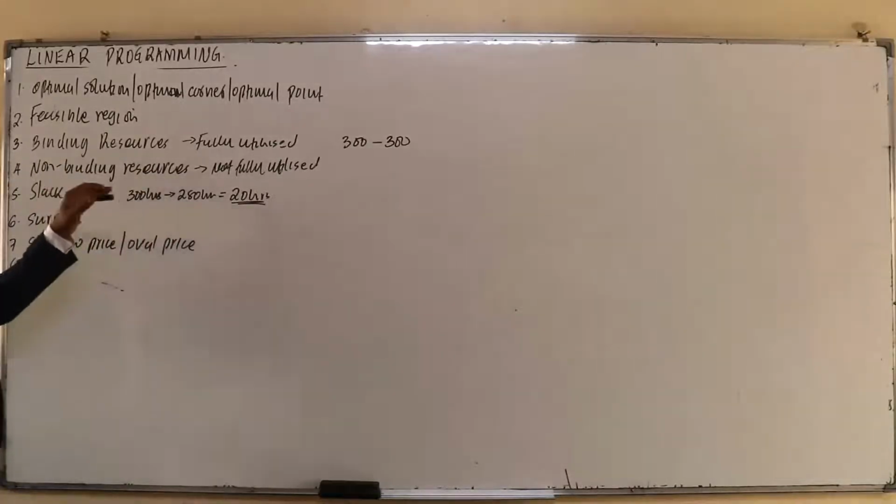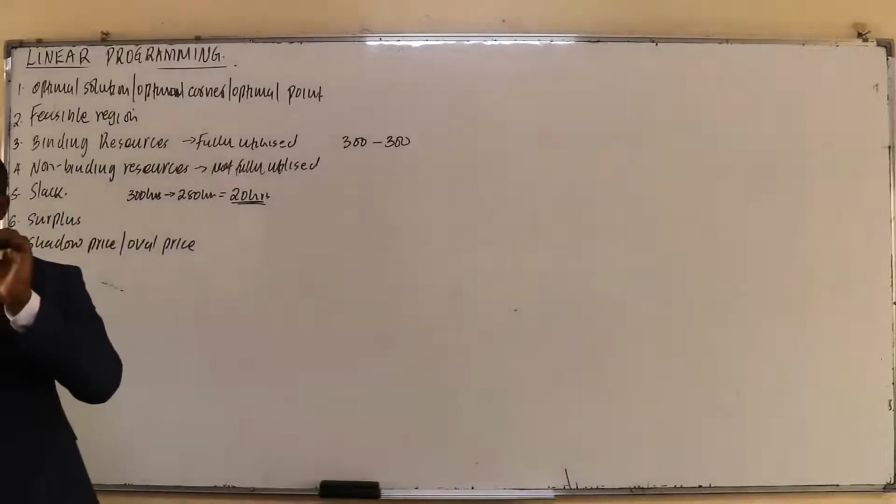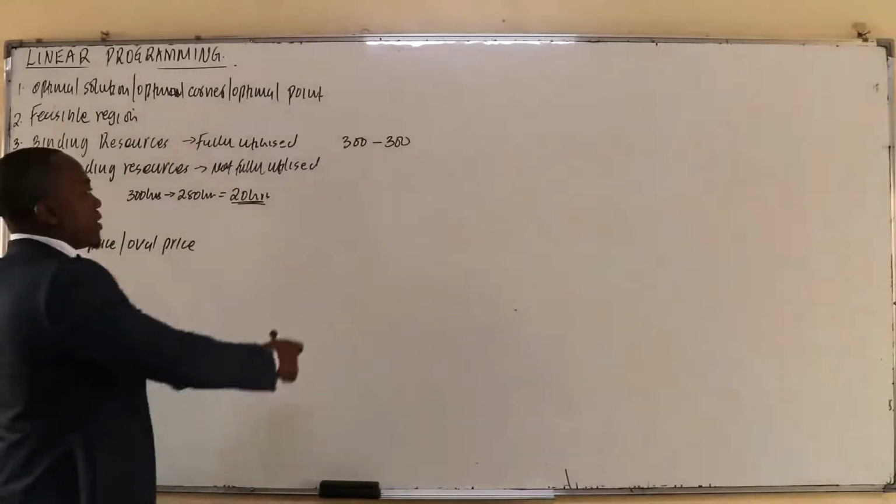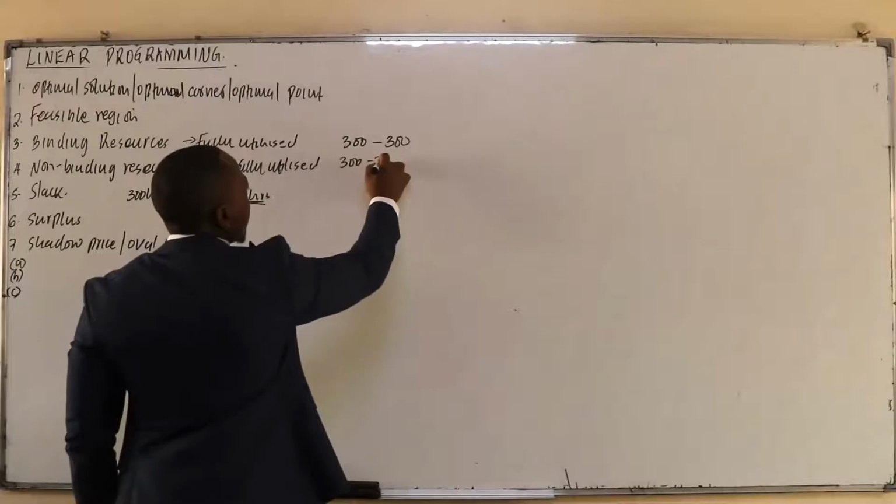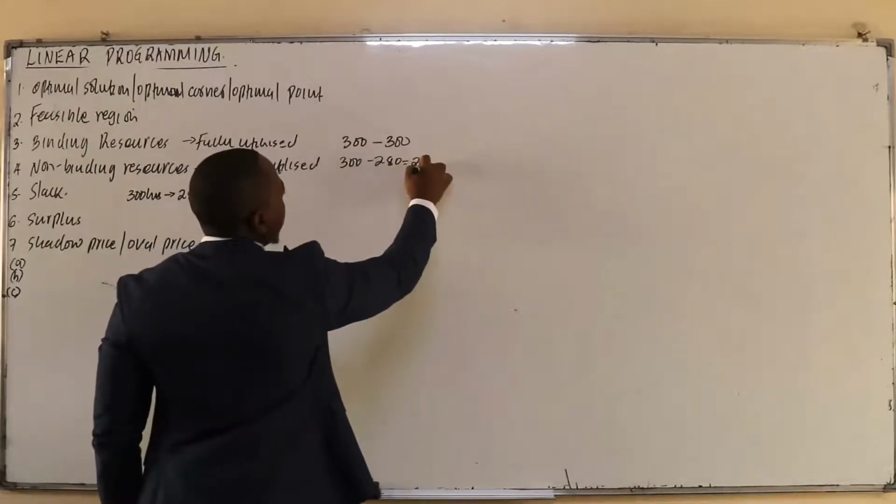Non-binding resources are resources which are not fully utilized. That means there is slack, there is balance. For example, of the 300, we only utilized 280. So there is a balance of 20.